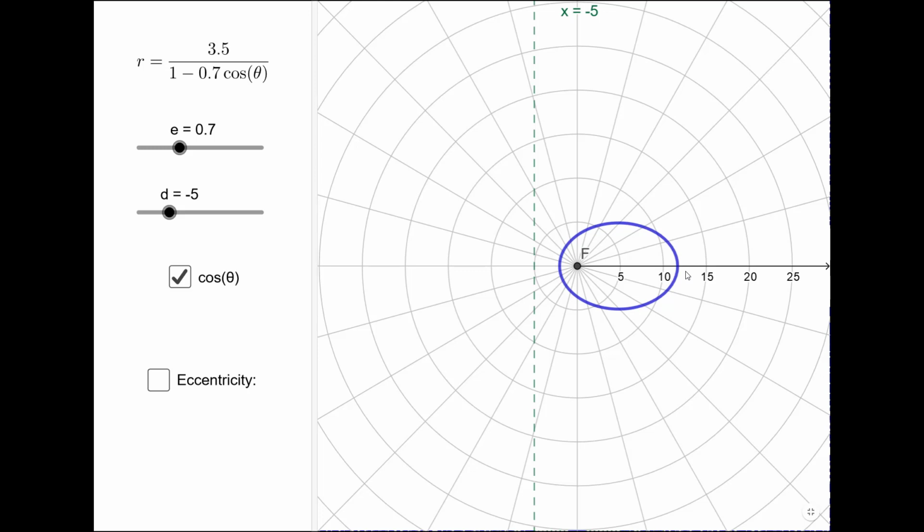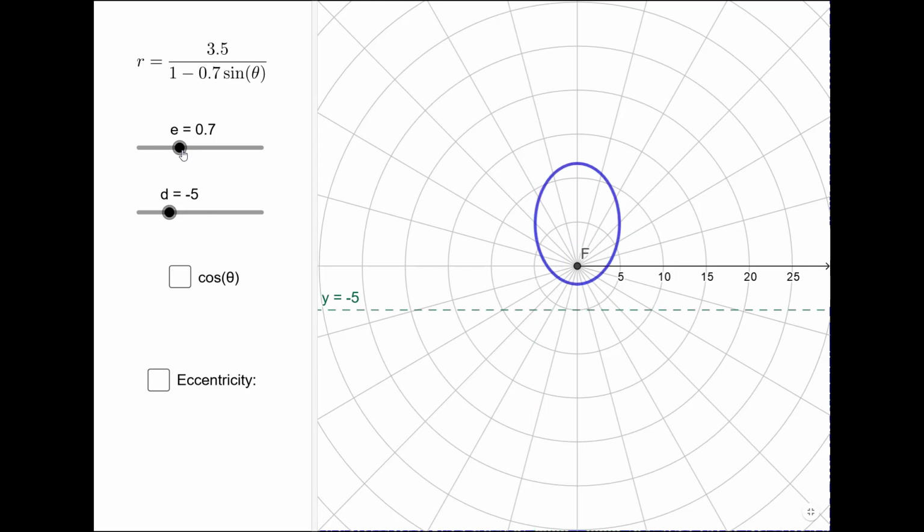But just remember, how does the directrix affect the graph? It tells you whether it opens up or down, or left versus right. Whether it's sine or cosine tells you whether it's horizontal or vertical. And then the eccentricity tells you the type. So the eccentricity is the one that changes the type of the graph. So what is this eccentricity?